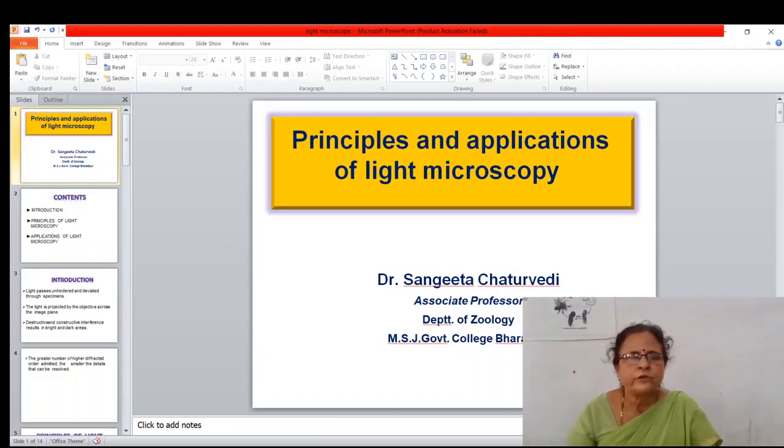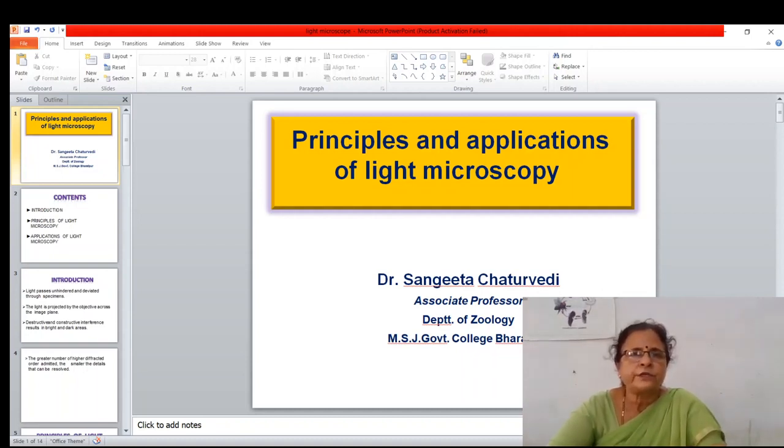What is a microscope? It is an instrument having a combination of lenses that allow us to see small objects which cannot be seen by our naked eyes. For this we use magnification and resolution.